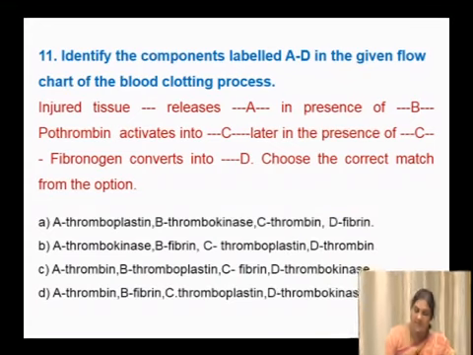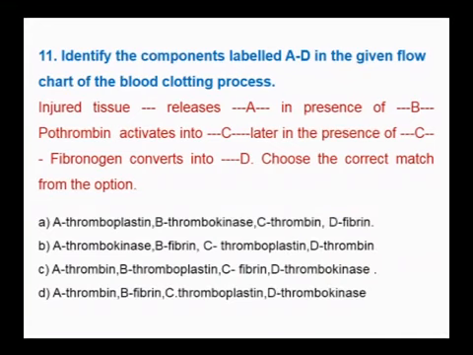Identify the components labeled A to D in the given flow chart of the blood clotting process. Injured tissue releases A, it is thromboplastin synonymously. Thrombokinase can also be used. In presence of B, which is thrombokinase, the prothrombin activates into C, which is nothing but thrombin. Later, in the presence of the thrombin, the fibrinogen converts into D. D is nothing but fibrin. So A is the correct option.